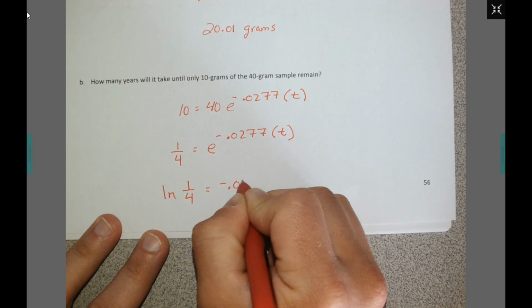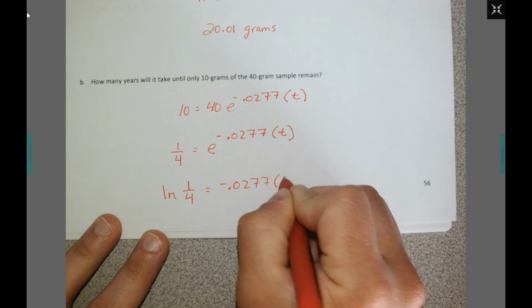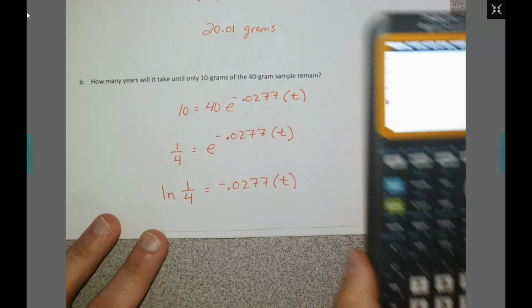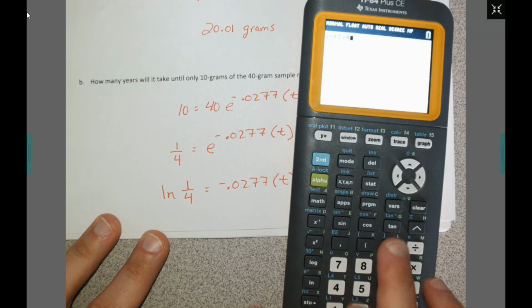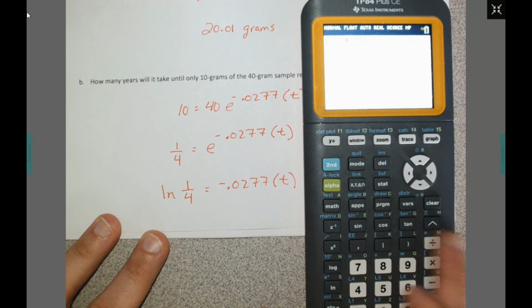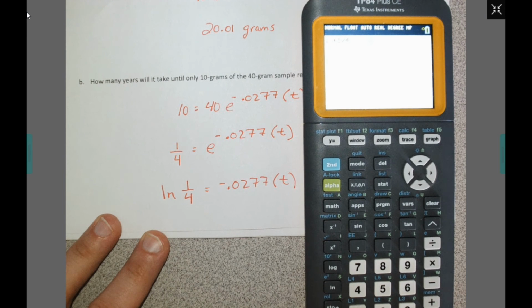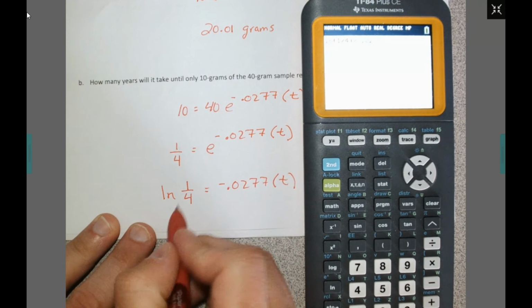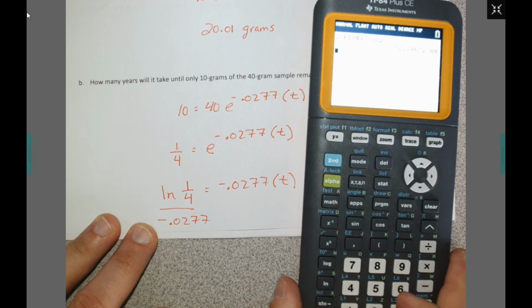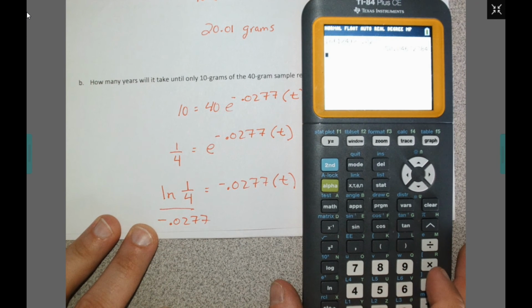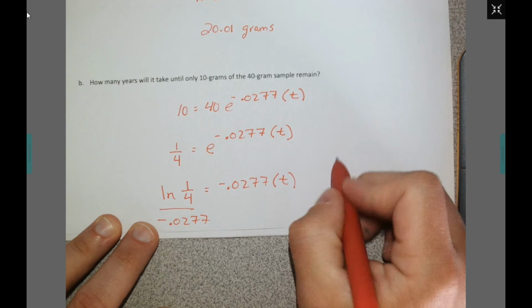At this point, the power is by itself, so we're going to switch forms and have ln of 1/4 equaling negative 0.0277t. And then in our calculator, we're going to do ln of 1 divided by 4. And then I'm going to divide by negative 0.0277. It's going to give me an answer of about 50.05 years.